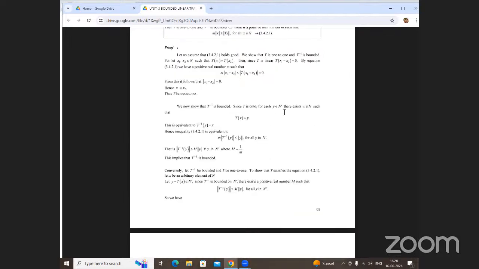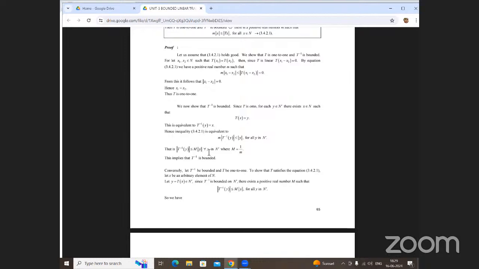And again, T inverse is bounded. Here, T inverse is bounded means, first of all, T is onto. Since T is onto, let y be any element in N dash. Then there exists an element x belonging to N such that T of x equals y, so T inverse of y equals x. Now, from the first condition, applying the norm on both sides, norm of T inverse of y equals norm of x, and for any real number m, norm of T inverse of y is less than or equal to m into norm y.